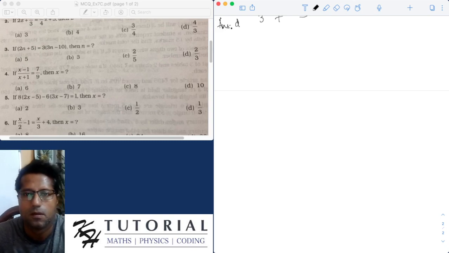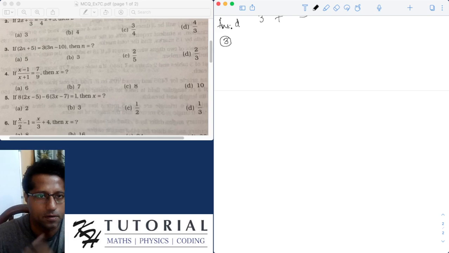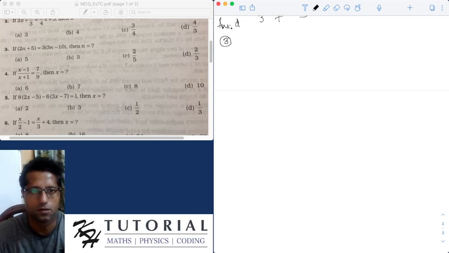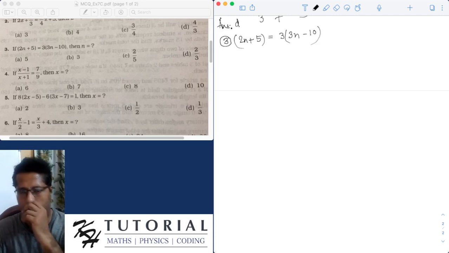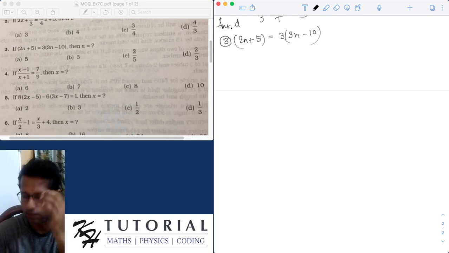Let's do question number 3. Question number 3 is also solving an equation. The equation given is 2n plus 5 equals 3 into (3n minus 10). Then what is the value of n? That is, we have to solve this equation and find the solution, that is the value of n.